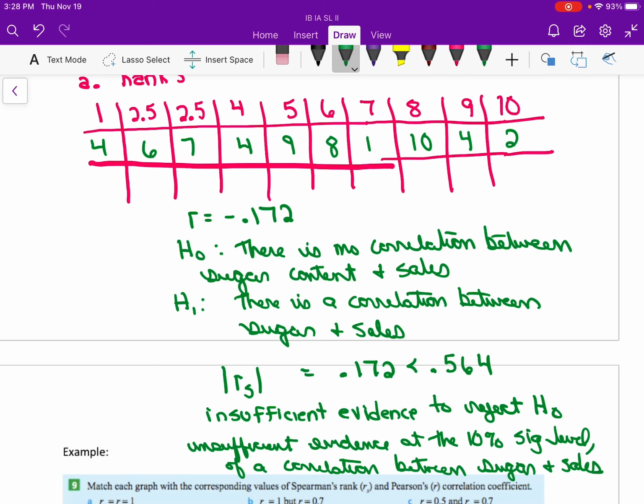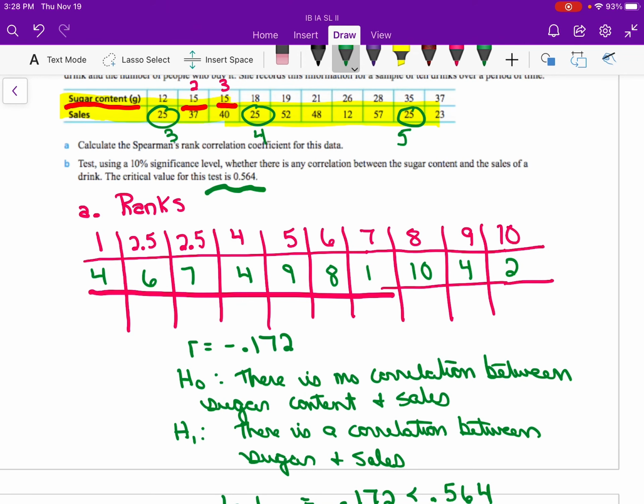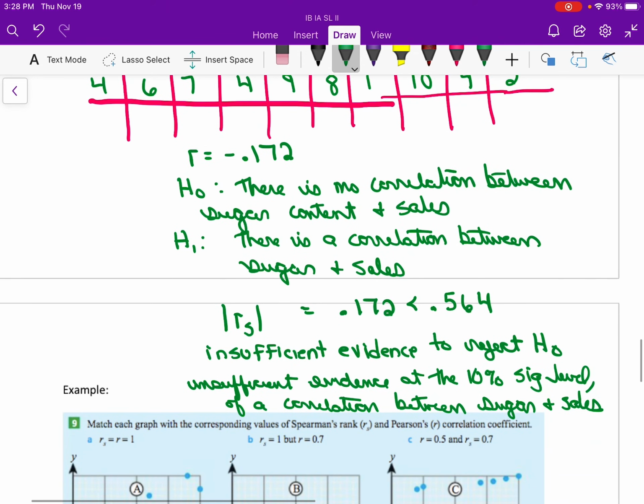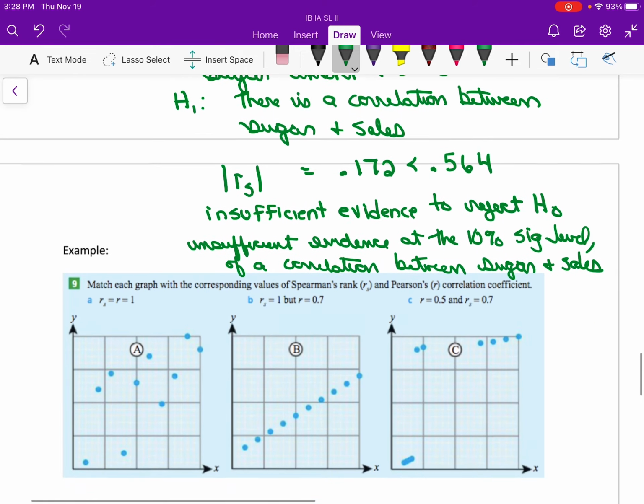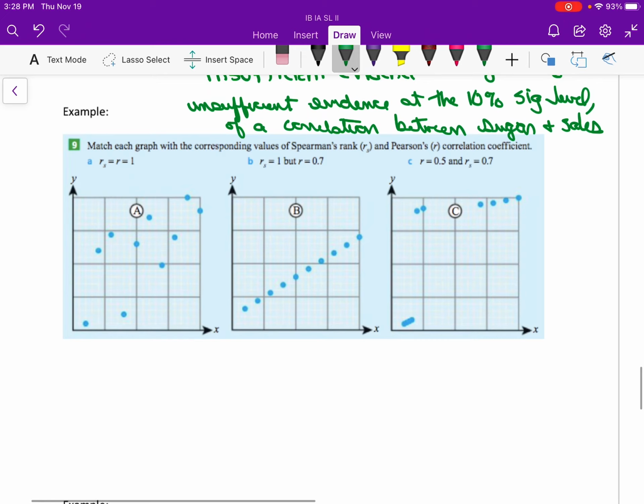All right, so now we're looking at specific R values in terms of the critical value for a test. So that's how we're determining whether there is significant or insignificant evidence to reject or not, okay? This next example, match each graph with the corresponding values of the Spearman's rank and Pearson's correlation coefficient. All right, so looking at this guy, this is a very straight line. So we know in our old school Pearson correlation coefficient, let's just write this down.